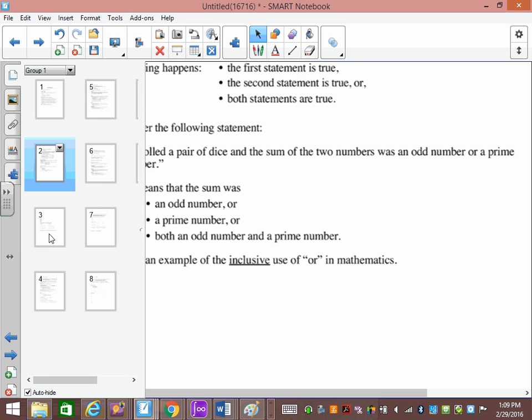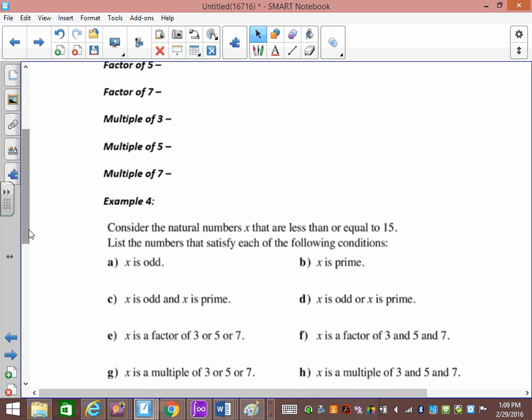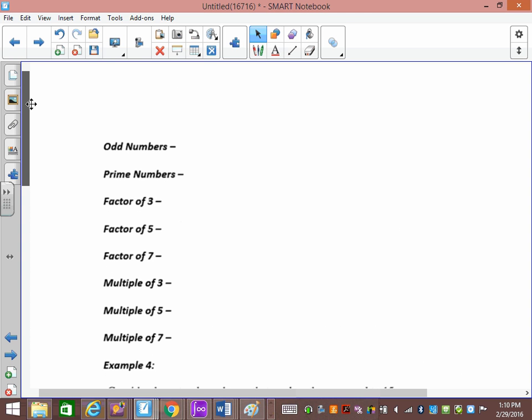Flip over. Some light reading if you'd really like to. Okay, so this is the actual example. Consider the natural numbers. Now to think about this, you have to think about natural numbers, whole numbers, integers, rationals, reals. So up here, we're going to give you a little rundown.